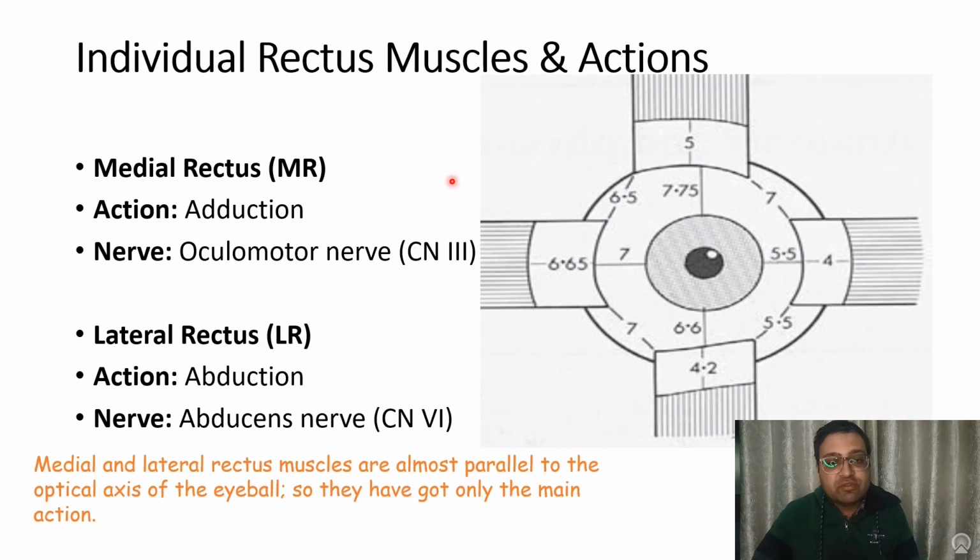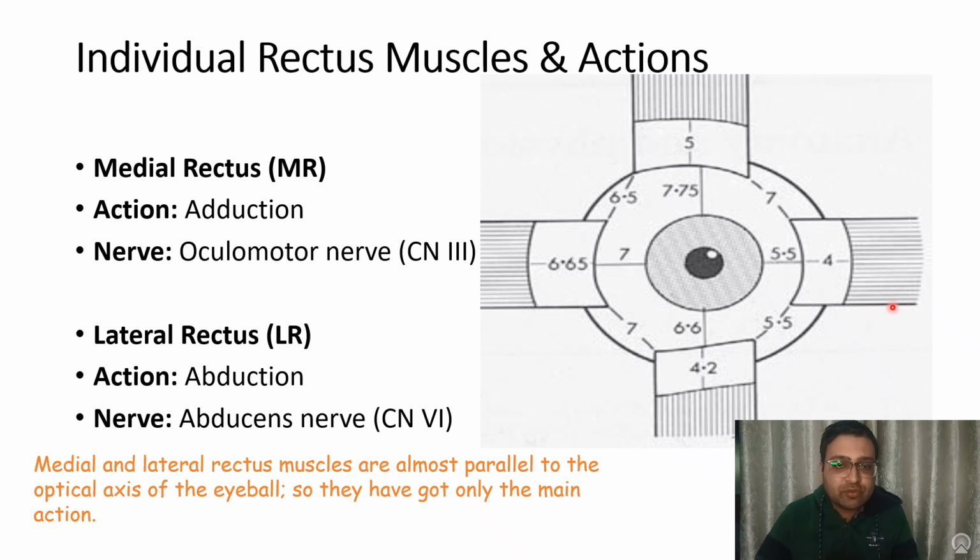Coming on to the individual rectus muscles and their actions. The medial rectus and lateral rectus are parallel to the optical axis of the eyeball, so they have only the main action. That is, medial rectus helps in adduction and lateral rectus helps in abduction. Medial rectus is supplied by the third oculomotor nerve and lateral rectus is supplied by the sixth nerve, that is the abducens nerve.